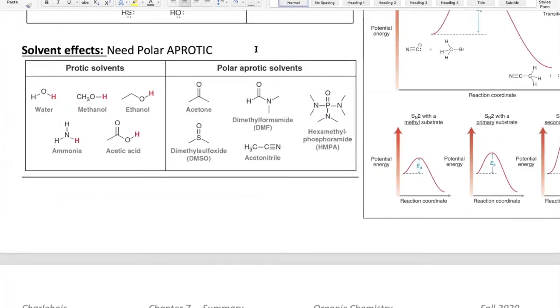For SN2, we need polar aprotic solvents. So it's compounds that have polarity, but do not have any proton that can be donated. Some very common examples of polar aprotic solvents are acetone, DMSO or dimethyl sulfoxide, DMF, which is dimethylformamide, HMPA, which is hexamethylphosphoramide, and acetonitrile. These are very common polar aprotic solvents. This is what we need for SN2. Here are the ones that we're going to need for SN1, but we'll talk about those later.